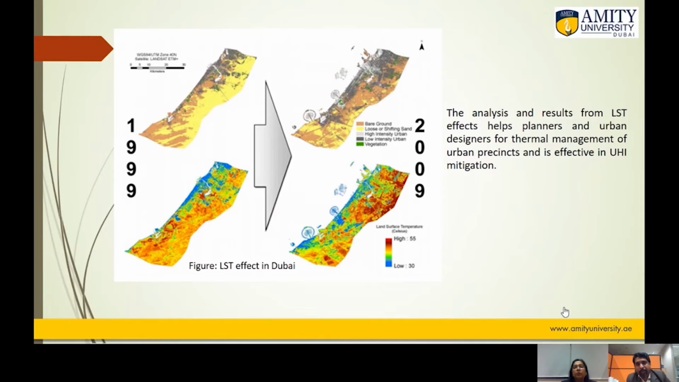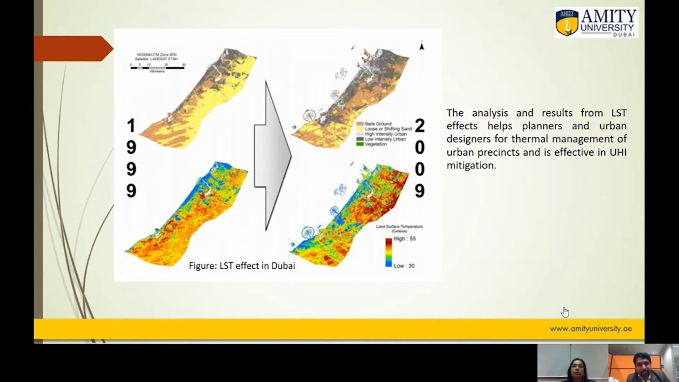And before we step into the micro level, we take a glance at what the change was over the period of years, where we collected information between 1999 and 2009. The analysis helps us understand the effects: how the planners, the designers, and their measures of development, in the management or development of urban precincts, have been creating some level of mitigation of the urban heat island effect.